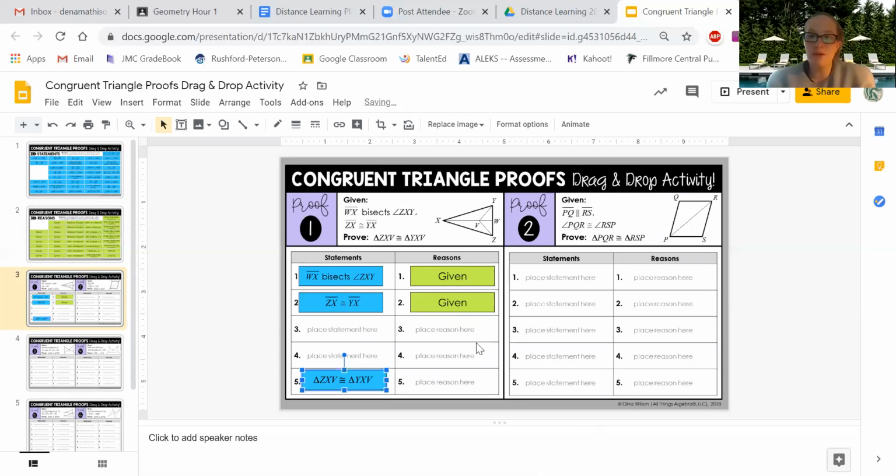Okay, that's all I'm expecting you to do for problems 2 through 8: put in the givens and put in the prove. You're not going to have any other reason for the prove because we don't know how many or what the congruence statement is.